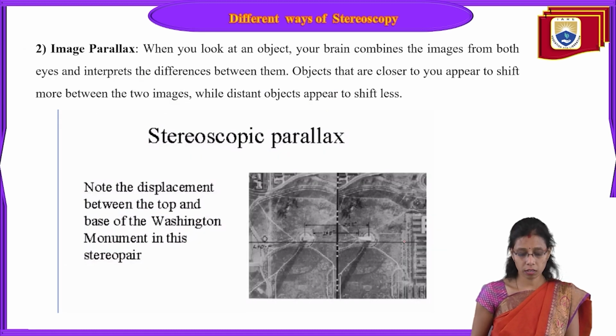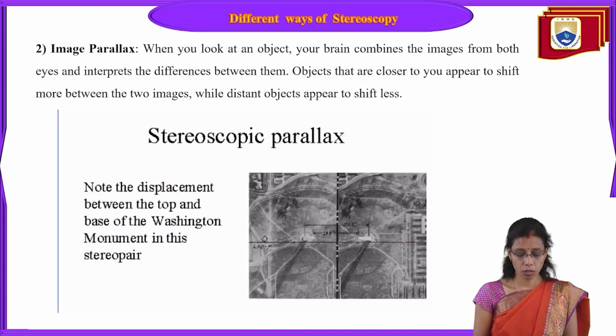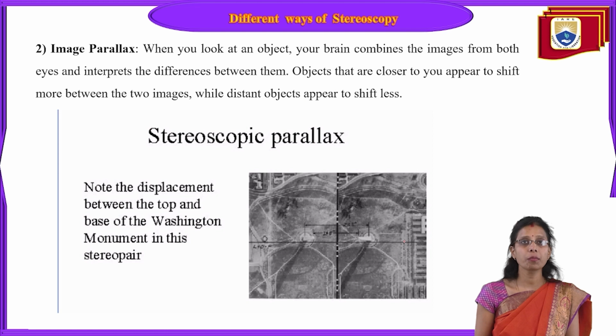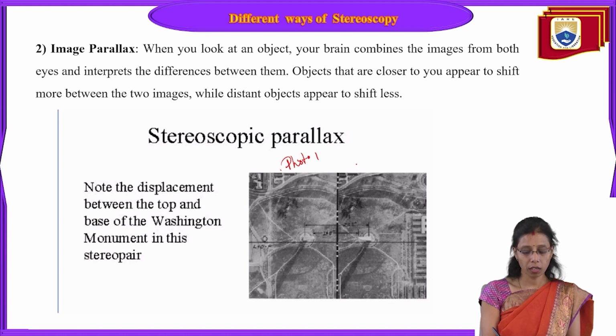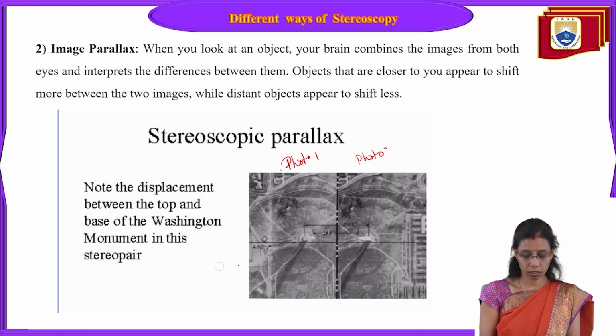Now the second thing. The first way of stereoscopy was binocular vision, and the second way is image parallax. So what is parallax? Parallax is a very important thing for determining the height of an object. We can find out the height of the object with the help of stereoscopic parallax. Stereoscopic parallax is like taking one pair of photos with the same flight line. So again, this is photo 1 and this is photo 2, of the same series.